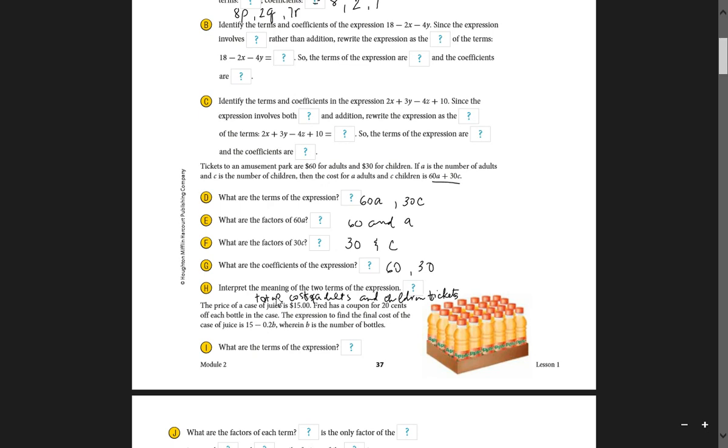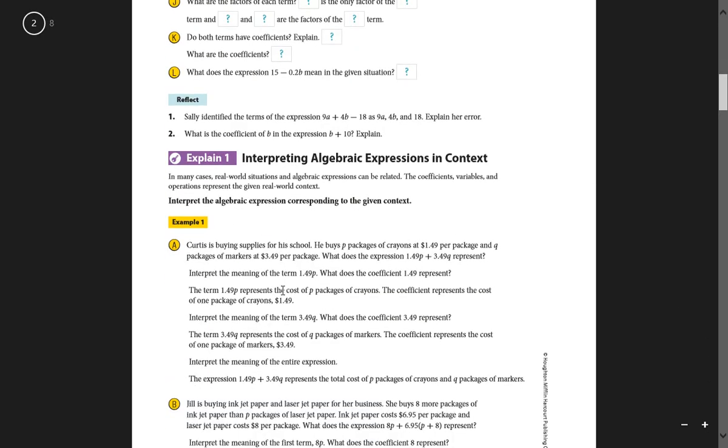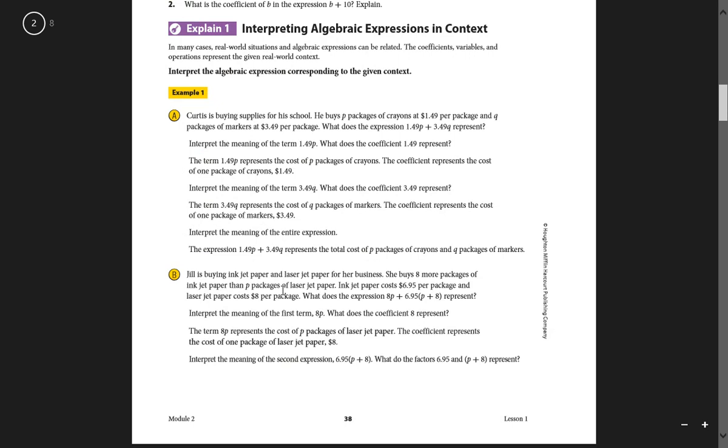Got it? Next, let's go to Explain 1. Explain 1 is interpreting algebraic expressions. This is similar to what we did. This time there's a problem solving and they asked you to interpret each term and the whole algebraic expression. So the given expression here is 1.49p plus 3.49q. What do you mean by 1.49p?